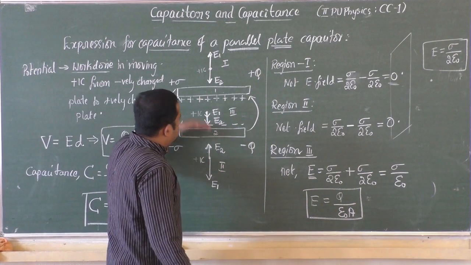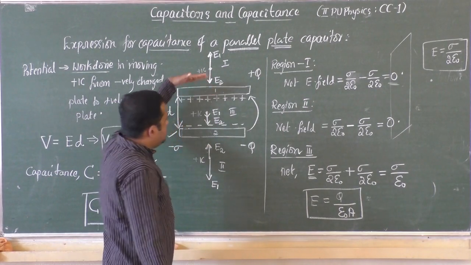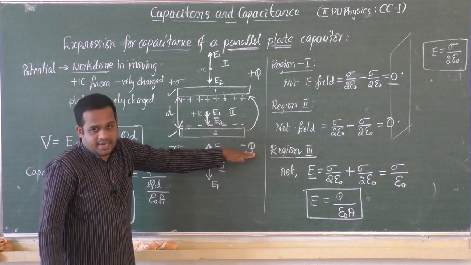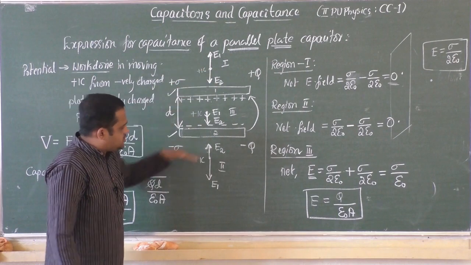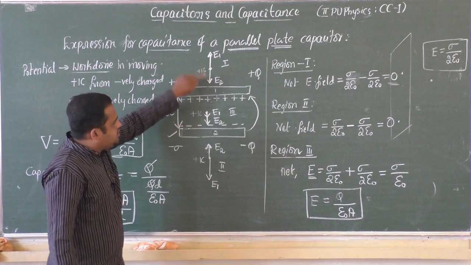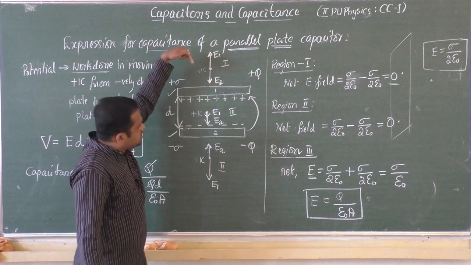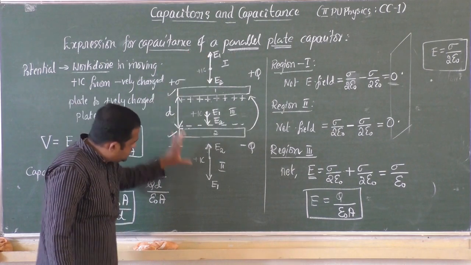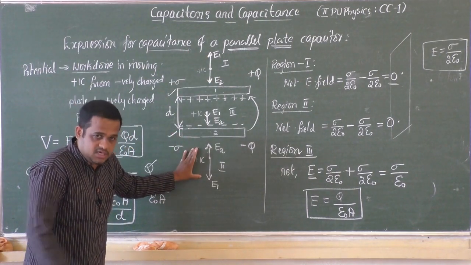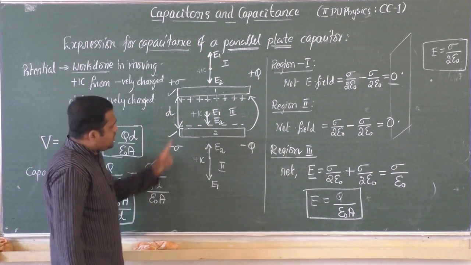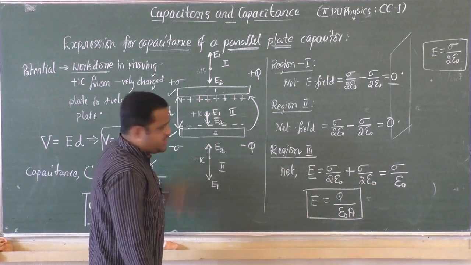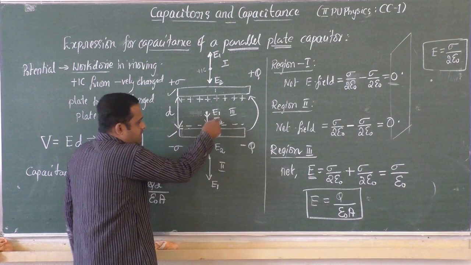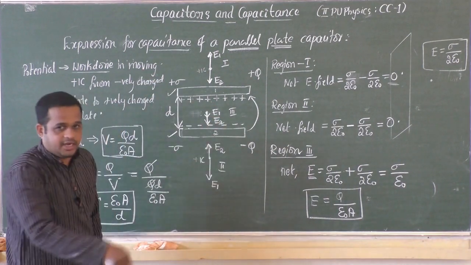We started with this structure. Two conductors, two parallel plates, one is positively charged and another one is grounded, therefore it will carry the same amount of charge but a negative charge, minus Q. We consider three different regions. In region 1, electric field due to positive plate is upwards, negative plate is downwards, so net field in this region is 0. Same condition is satisfied here, net field in this region is also 0. Next, in the region between the plates of capacitor, electric field due to positive plate is towards the negative plate, electric field due to negative plate is also towards the negative plate.